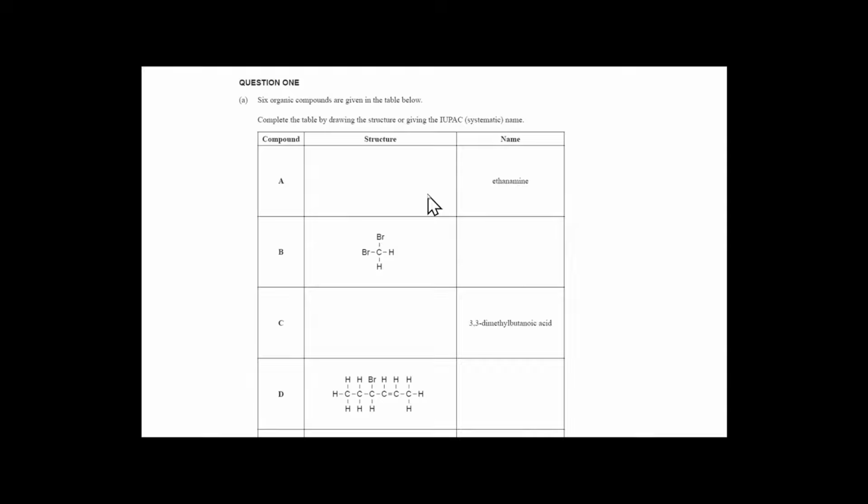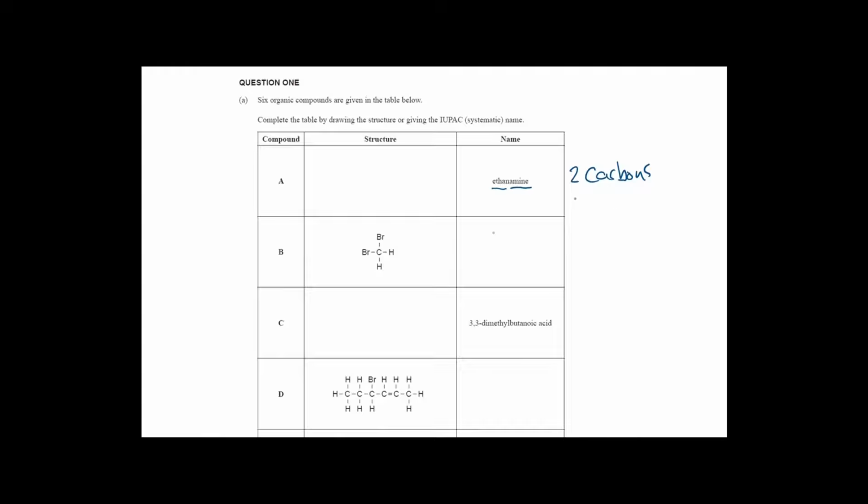First one up is ethanamine. Let's look at ethanamine. The first thing I'm going to see here is there is an eth there, which means that there are going to be 2 carbons in a chain. There may be more carbons, but probably not, given the name of this. And the second thing here is there is an amine. So what does that mean?